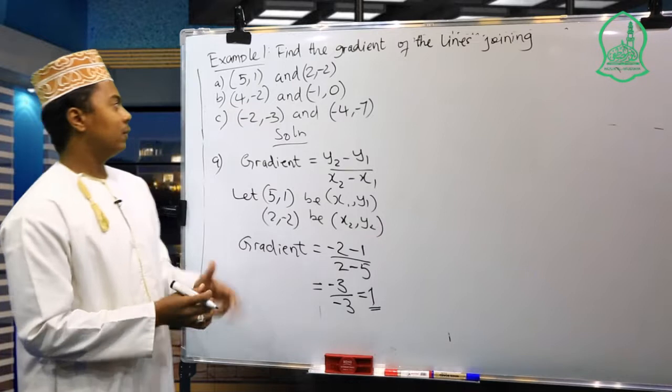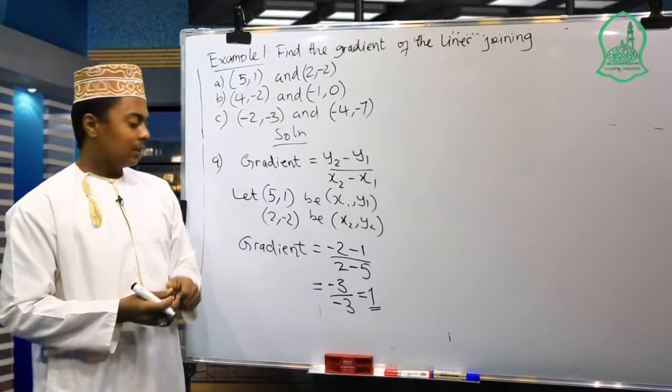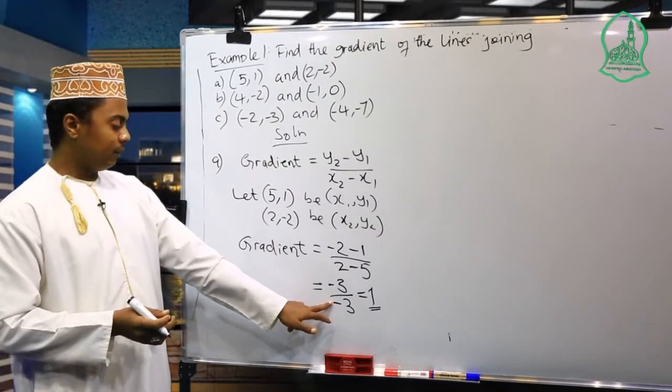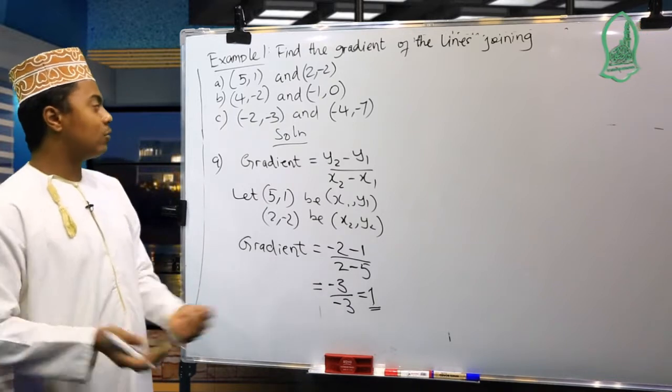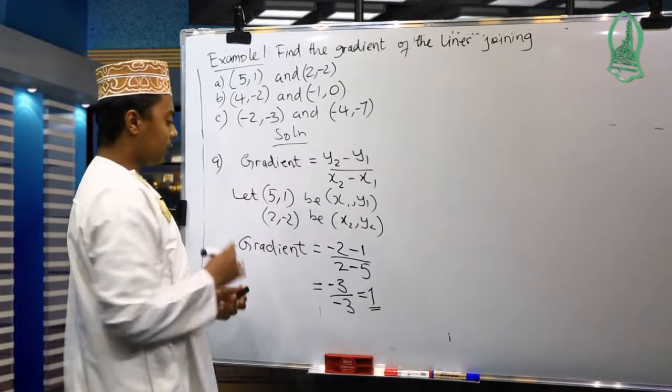So the gradient of this point equals 1. So negative 3 over negative 3 equals 1. Okay, question number B.